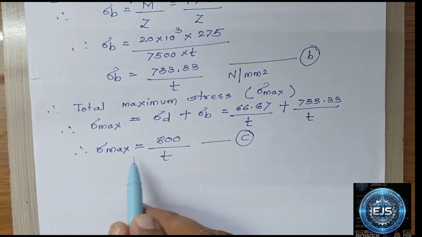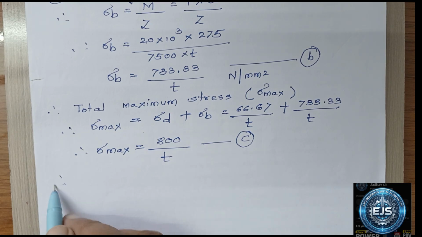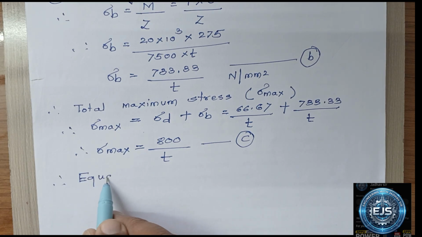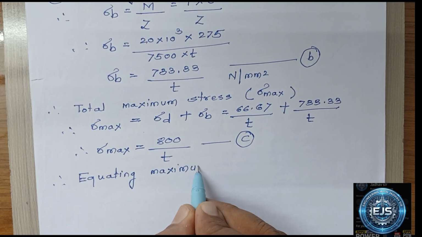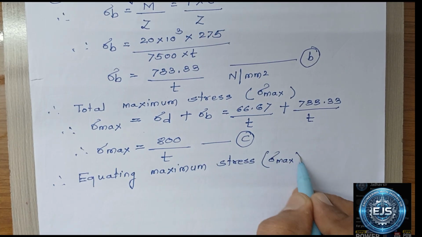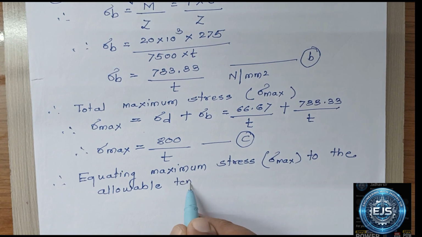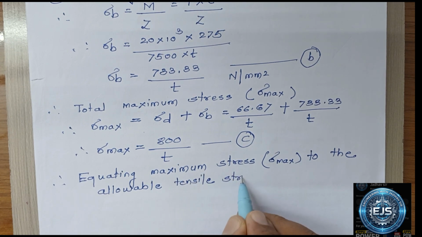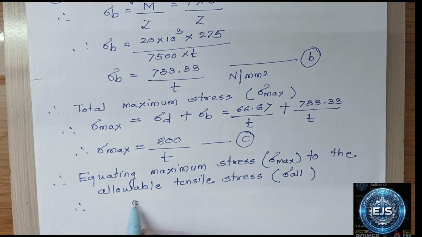Now this maximum stress developed in the steel plate should be equated to allowable stress. So equating maximum stress sigma max to the allowable tensile stress, that is sigma allowable, we get thickness. We have to equate both and find out t. So sigma max is equal to sigma allowable. Sigma max is equal to sigma allowable.